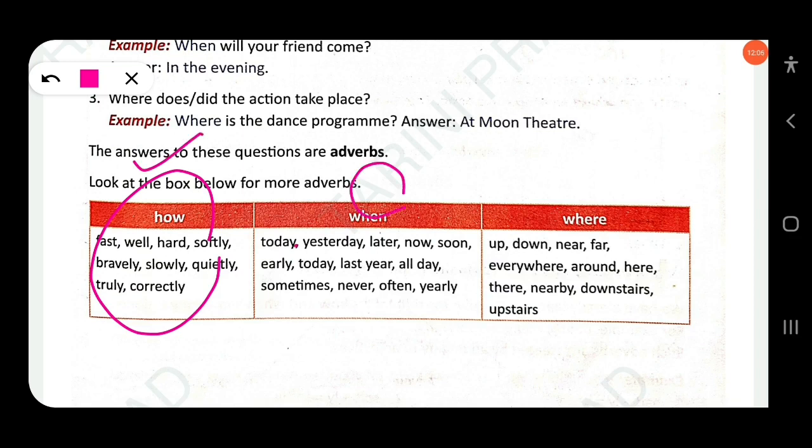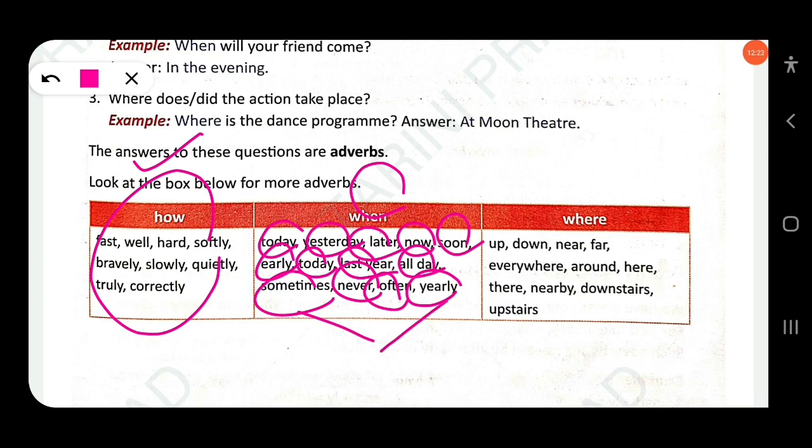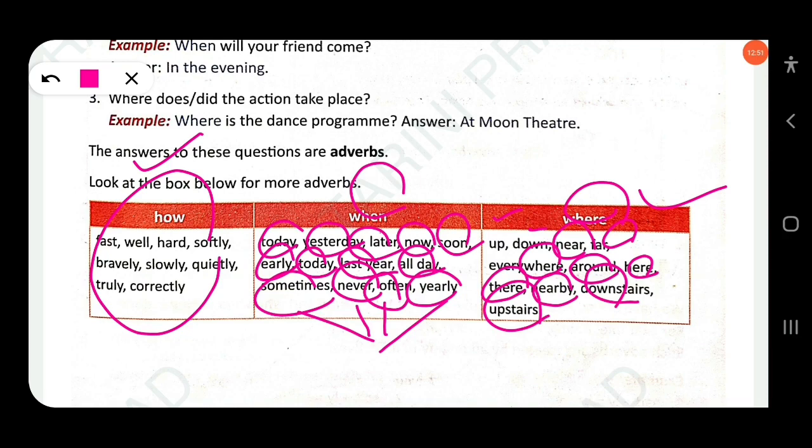When: today, yesterday, later, now, soon, early, last year, all day, sometimes, never, often, yearly. As the classes go on you will read that sometimes, never, often can be used as adverbs of frequency. As the classes go on you will learn more about this. But these can also be used as adverb of time, when. Next, where, that means where the action is done: up, down, near, far, everywhere, around, here, there, nearby, downstairs, upstairs. These are adverbs of place.